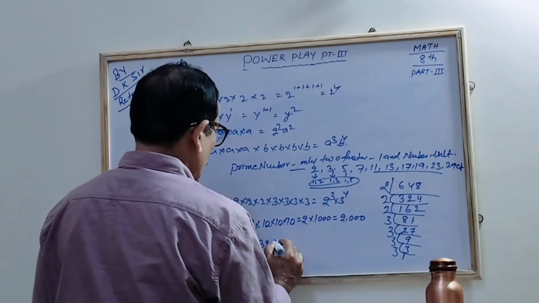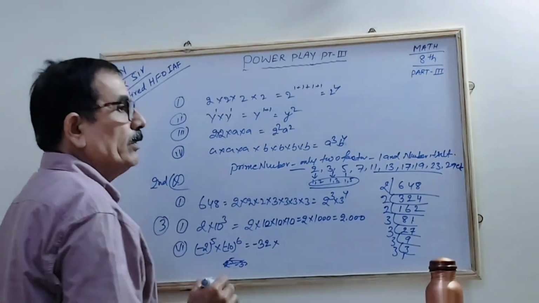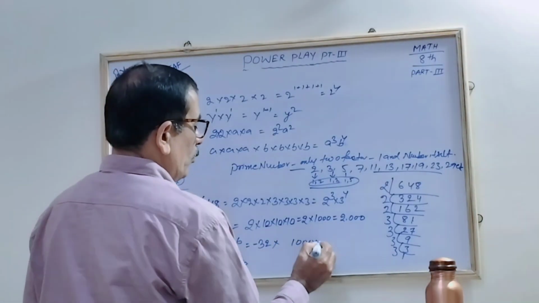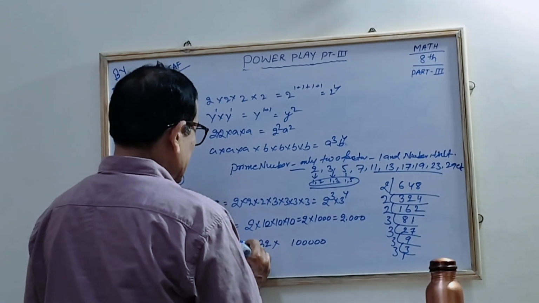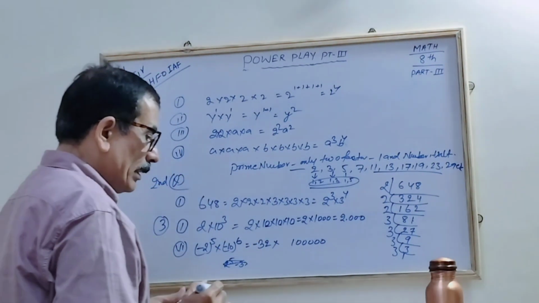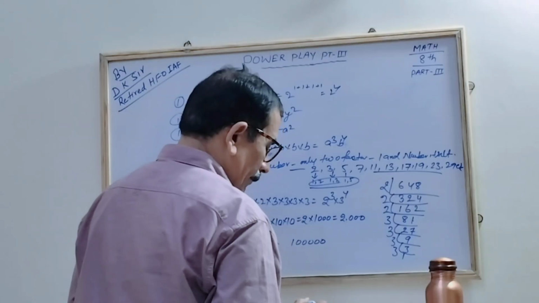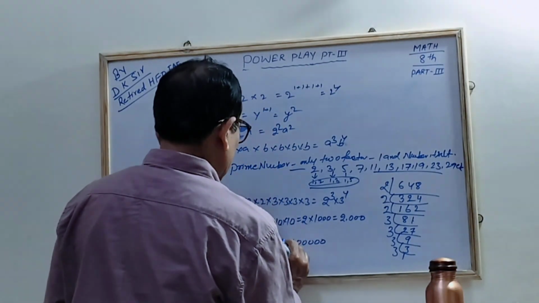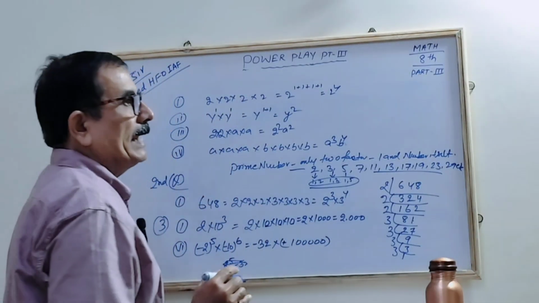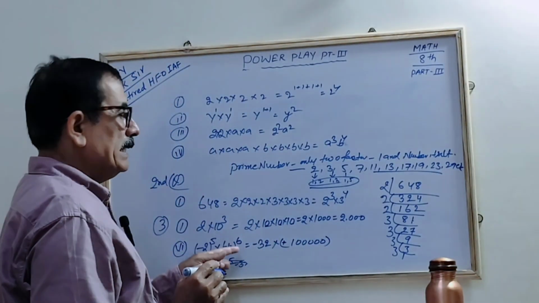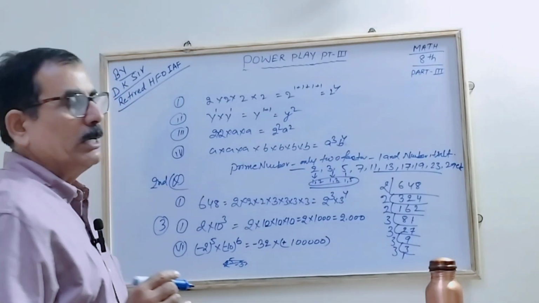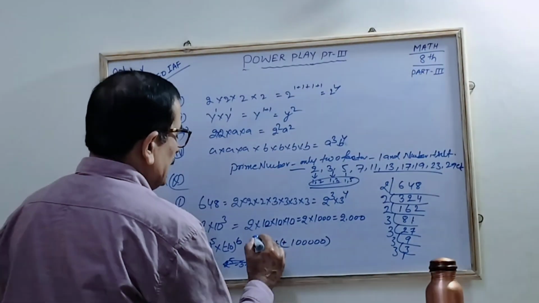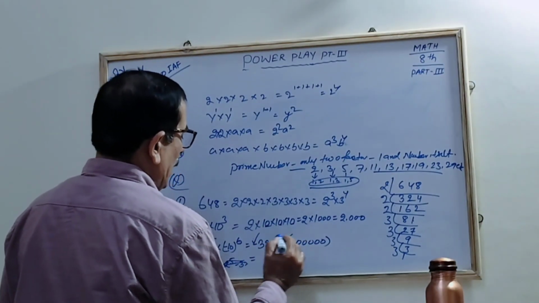So minus 32 into 10 to the power 6. We know 10 to the power 6 means 1 with 6 zeros, and since the power is even, the value will be plus, correct? If the base is minus and the power is even, the value is going to become plus. So we have plus into minus, a dissimilar sign. The signs are not equal and we are multiplying.